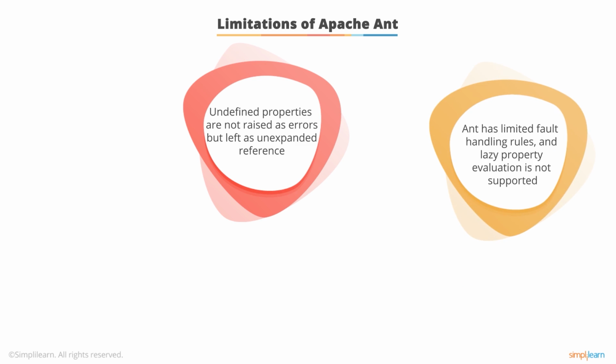Number 2, Ant has limited fault handling rules. Lazy property evaluation is not supported. Thus, you need to be very exact when configuring Ant. It is not a forgiving environment.